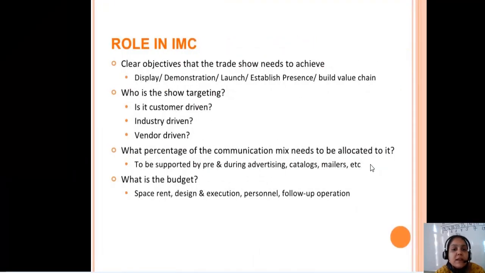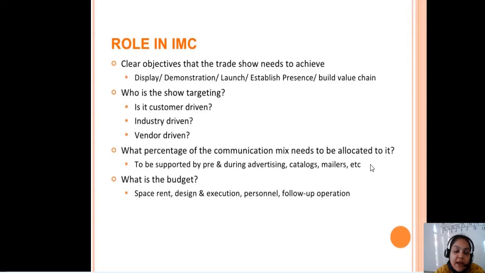Now, roles in IMC, that is integrated marketing communication. So you need to clearly understand the objective of the trade show that you are doing currently and what you want to achieve, right? Who is the show targeting, to whom you are targeting: customer, industry, vendor. That you have to understand. What percentage of the communication mix needs to be allocated to it, right?